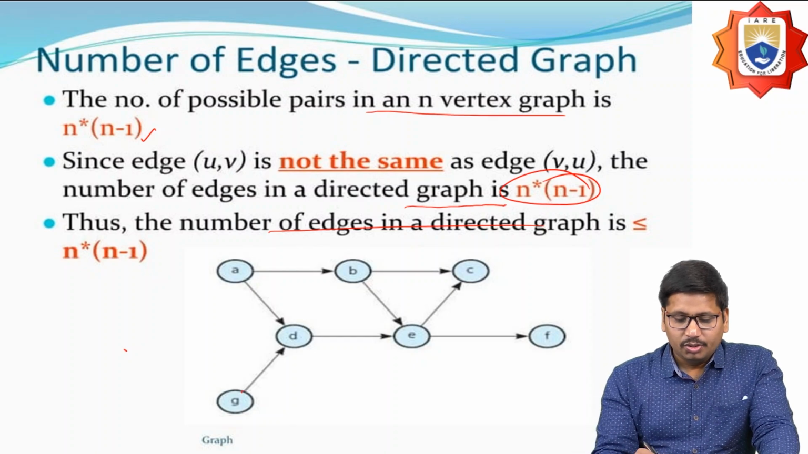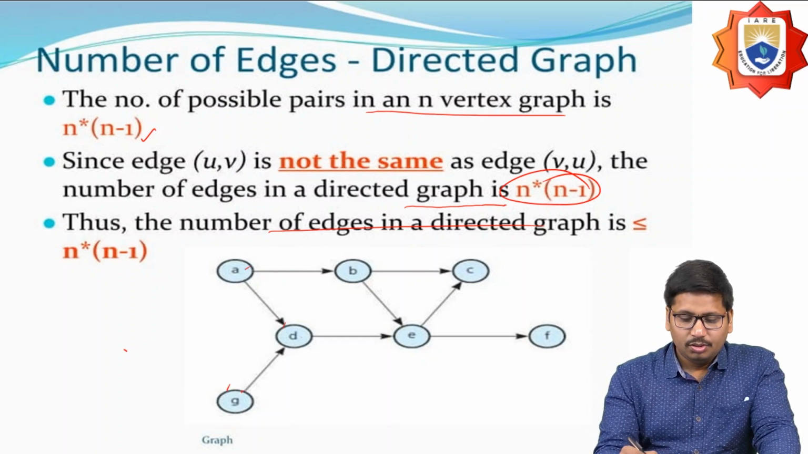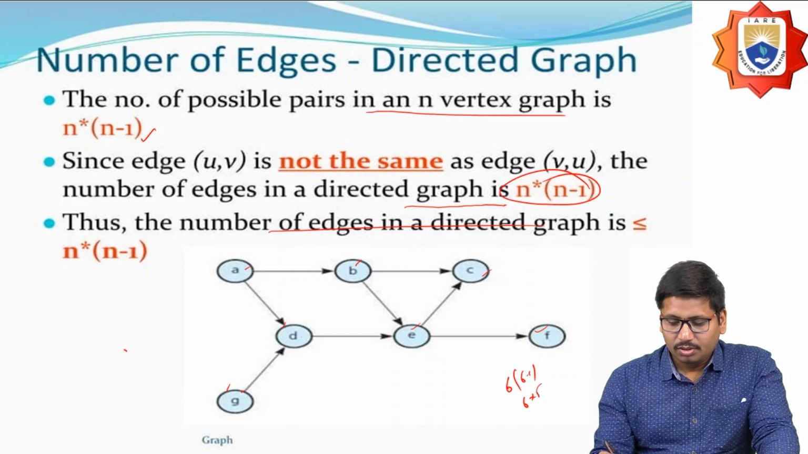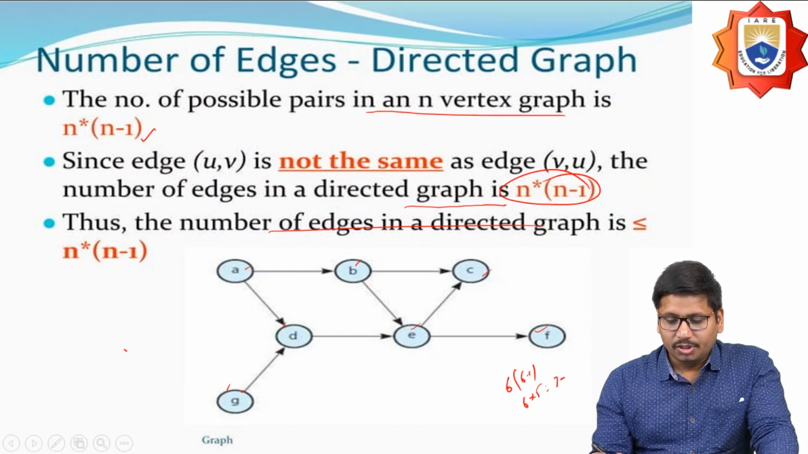So in this one, 1, 2, 3, 4, 5, 6. So the number of edges will be 6 into 6 minus 1, that is 30 here. So the 30 possible edges I am able to draw here. So 1, 2, 3, 4, 5, 6, 7, 8.